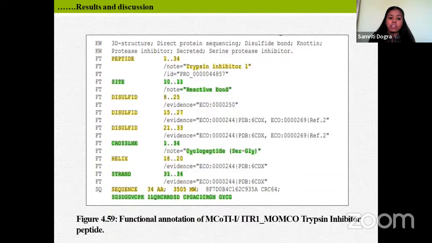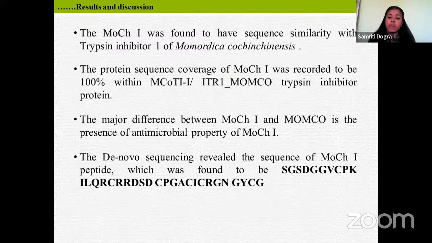MOCH1 was found to have sequence similarity with trypsin inhibitor 1 of Momordica cochinchinensis. The protein sequence coverage of MOCH1 was recorded to be 100% with MCoTI-I from the trypsin inhibitor protein. The major difference between MOCH1 and MCoTI is the presence of antimicrobial activity in MOCH1, whereas MCoTI does not have antimicrobial activity. So the de novo amino acid sequence was revealed.